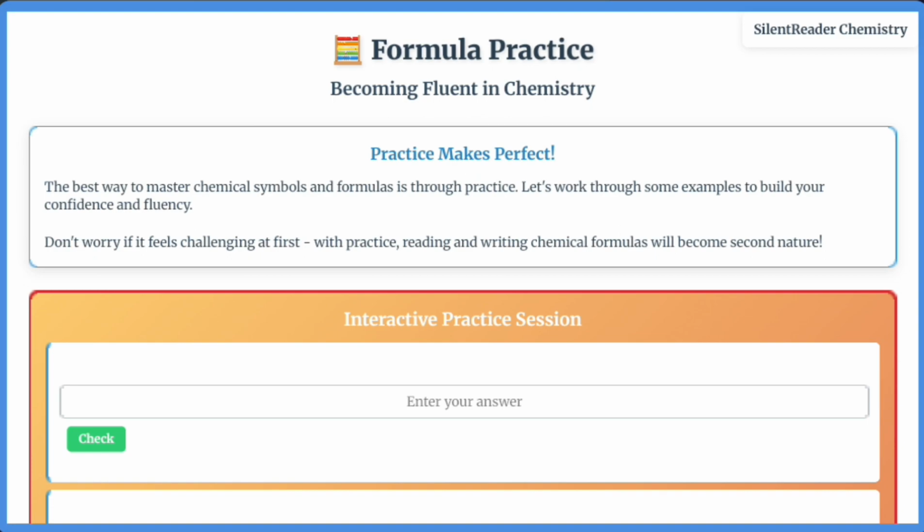How many oxygen atoms in 2Ca(NO3)2? That's 2 times 3 times 2 equals 12 oxygen atoms. Write the formula for dinitrogen tetroxide, that's N2O4. With practice, reading and writing chemical formulas becomes second nature.